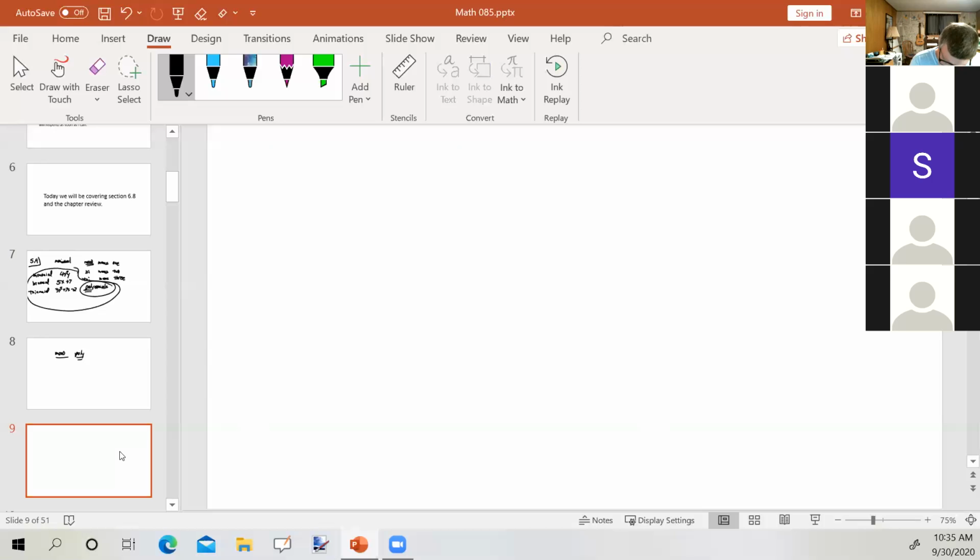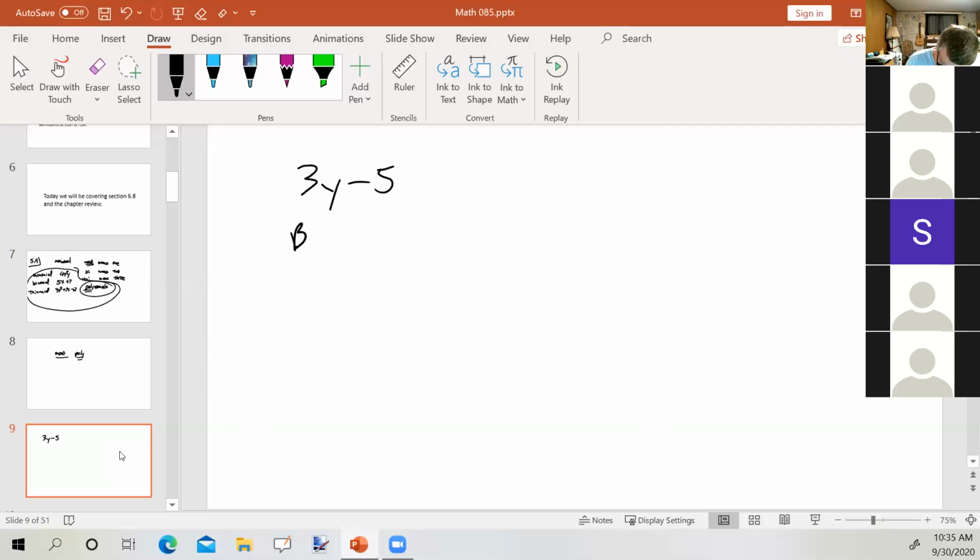So 3y minus 5. Is that a monomial, a binomial, a trinomial, or just a polynomial? Binomial. Binomial, 2 terms, right. Okay. So this is a binomial. How about 9xy? Is that a monomial, binomial, trinomial? What is it? How many terms does it have? Monomial. One, so it's a monomial. Okay.